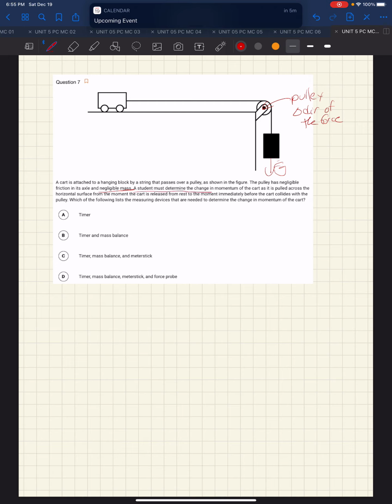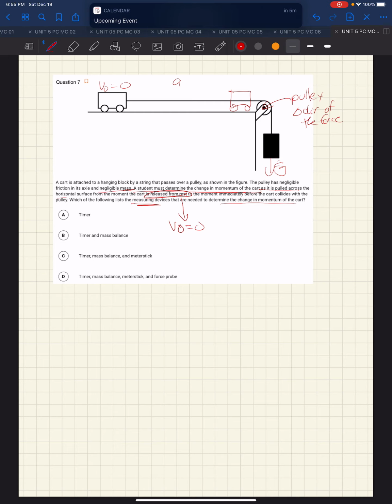We must determine the change in momentum of the cart as it is pulled across the surface from the moment it's released from rest, so that means V0 equals 0, until immediately before it hits the cart. So we know V0 equals 0. The thing is going to accelerate. So what measuring devices will we need to determine the change in momentum of the cart?